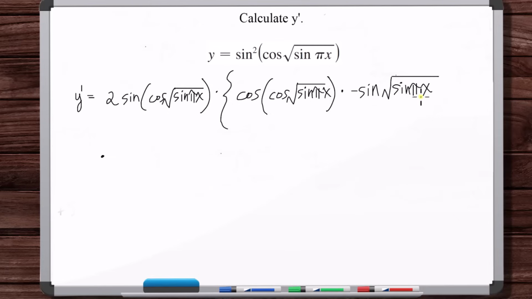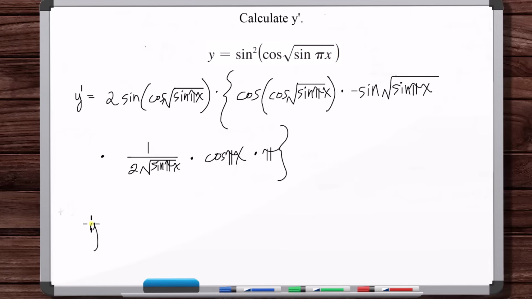What's next? Sine? No. Square root. What is the derivative of the square root of something? It's 1 over 2 square root of that something. Times the derivative of that something. We still have another layer of the chain rule to go. The derivative of the sine of something is cosine of that something. Times the derivative of that something. Last layer. What is the derivative of pi x? There we go. That's about as hard of a chain rule problem as you're going to get.